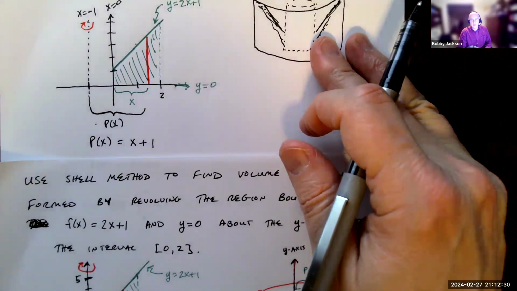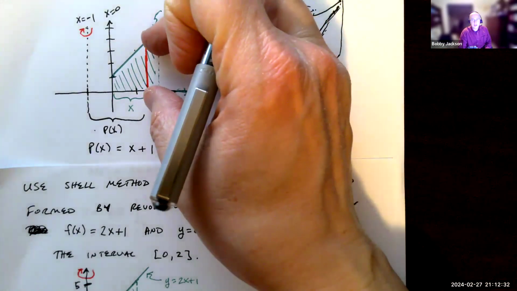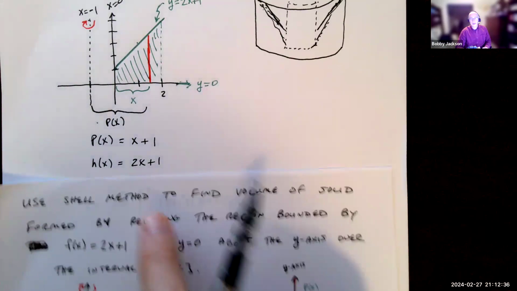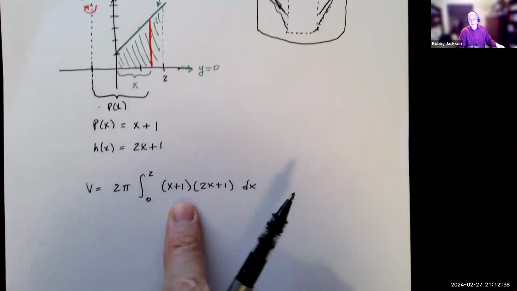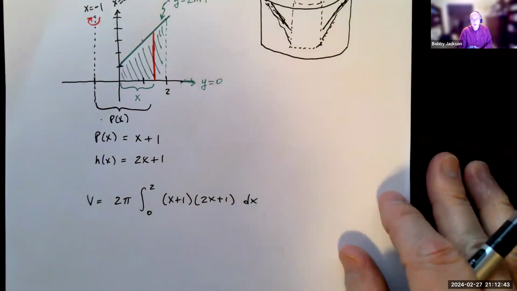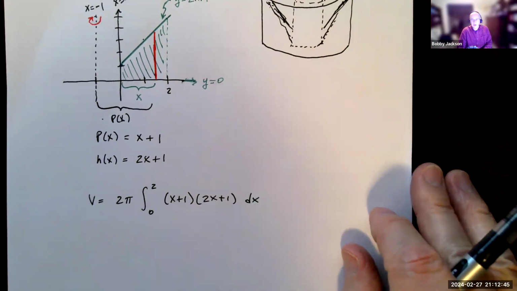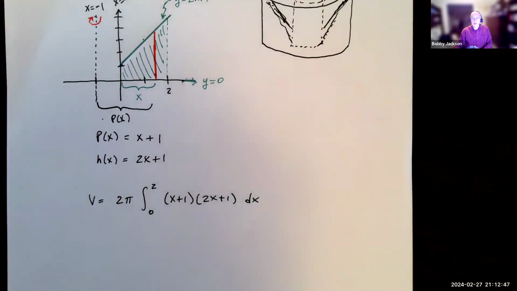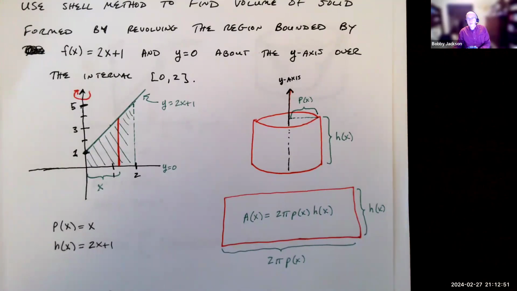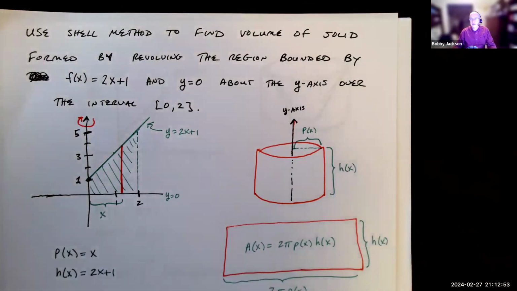So notice that the p of x changes. The h of x is the height of our rectangle. That does not change. That's the same as it was previously. And so the integral now looks like this. Instead of x here, we've got x plus 1. Again, I'm not going to evaluate this, but we could FOIL that out and evaluate that integral. Okay, so that's an example of how to do the shell method. And I hope that this will help.